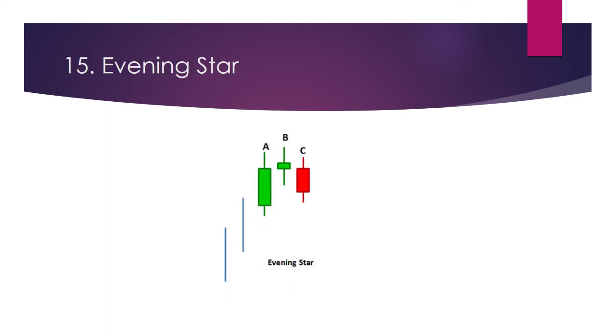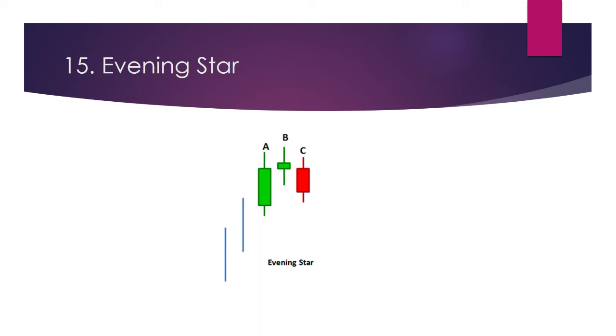Now here is the evening star. An evening star is the opposite of the morning star. So what does that mean? It means that it's a bearish reversal pattern. Evening star, sun going down, sun going down. Anyways, it must satisfy all the conditions to be a valid evening star bearish reversal pattern.